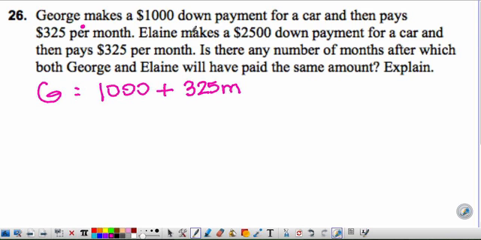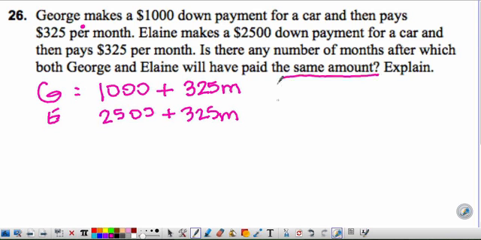Elaine makes a $2,500 down payment for a car and then pays $325 per month. So what do we know about Elaine? She makes a $2,500 payment and pays $325 per month. It says, is there any number of months in which both George and Elaine will have paid the same amount? What do we talk about when it says the same amount? Equals. We're going to set them equal to each other.